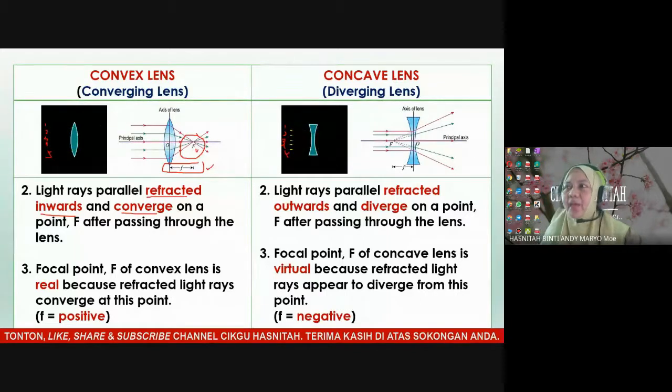So for a concave lens, again, the light rays which are parallel are refracted outwards. You can see they refract outwards in this direction, and they diverge. They diverge from a point F, in front of the lens. So for a concave lens, students, the focal point is in front of the lens. This is another difference between convex and concave. For a concave lens, the focal point is in front of the lens, while for a convex lens, the focal point is behind the lens.